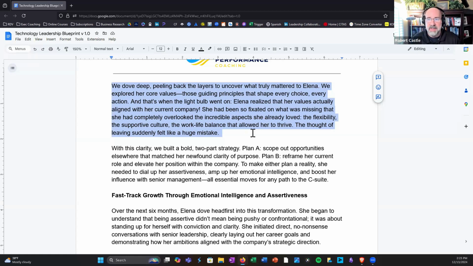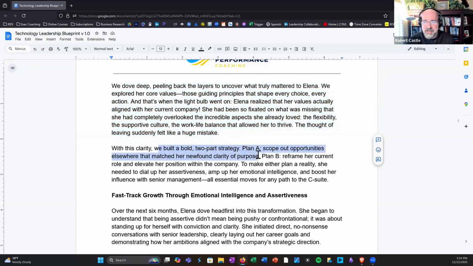Alina realized that her values actually aligned with her current company. She had been so fixated on what was missing that she completely overlooked the incredible aspects she already loved: the flexibility, the supportive culture, the work-life balance that allowed her to thrive. The thought of leaving suddenly seemed like a huge mistake. And with this clarity, we built a bold two-part strategy.